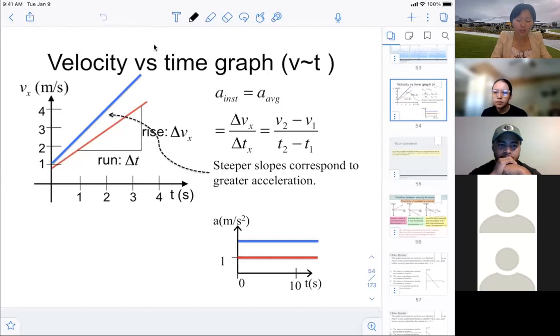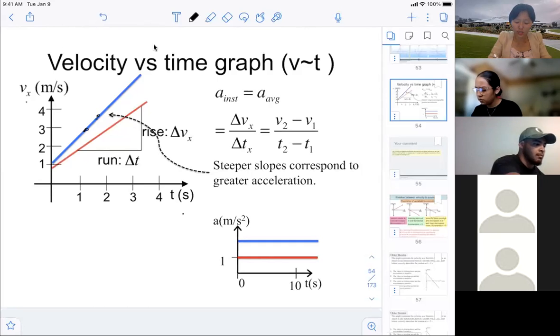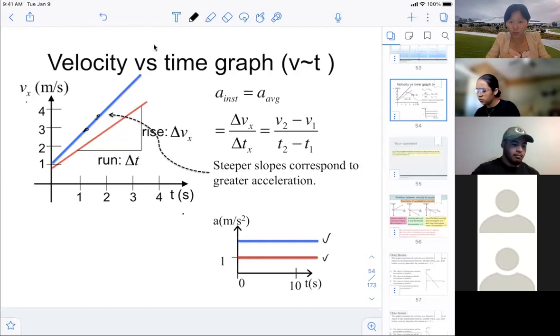So if you're looking at the blue line and the red line right here, the blue line has a bigger slope than the red line, which indicates that the blue line object will have a bigger acceleration. In both of those cases, it is a constant acceleration because you can see that the slope is constant, right? Meaning that the velocity is changing. So there's definitely an acceleration involved, but it is changing in a steady way, right? In an equal amount of time, it changes an equal amount. So there's a constant acceleration representing the first and the second object.